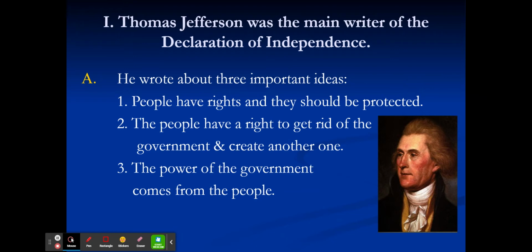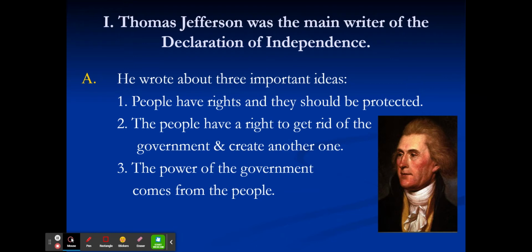Let's think about that for a moment. Do these fit into what was happening with the colonists? Right? People have rights and they should be protected. Remember, the colonists were feeling their rights were not being protected. So setting up a government where the rights were protected was very important. Number two, the people have a right to get rid of the government and create another one. Essentially, scholars, that's what they're trying to do in their fight to break away from Great Britain, right? Getting rid of the government they have and creating a new one.